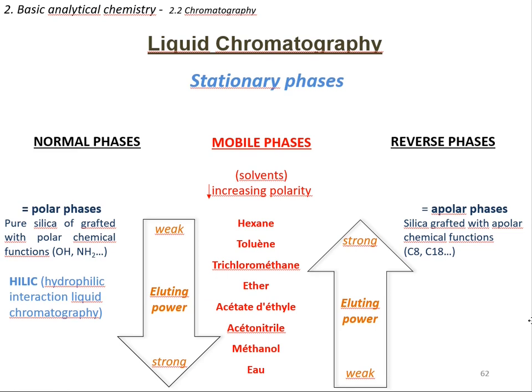So this is exactly what I showed previously with 80% of water in the mixture. The solvent is weak and the molecule won't be eluted. And then when you increase the content of a non-polar solvent, it becomes stronger and it will elute the molecules.